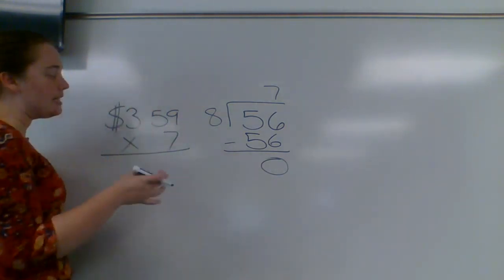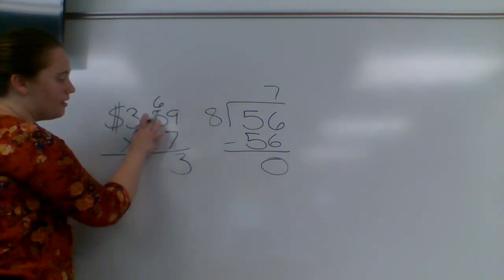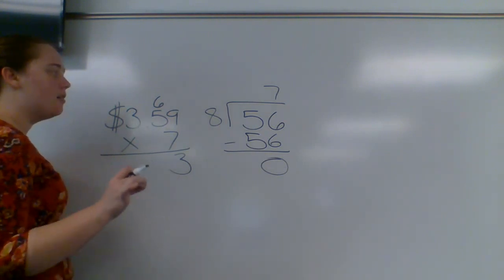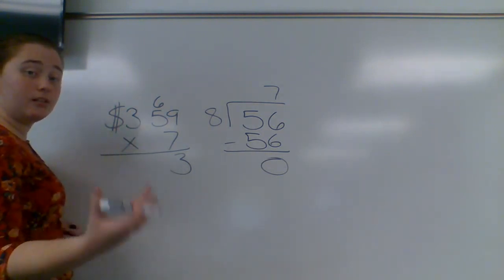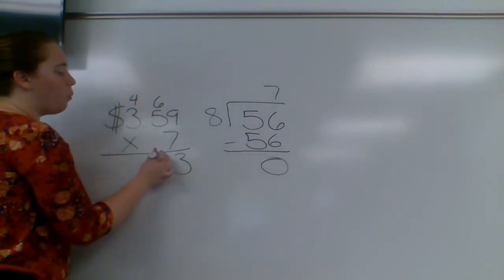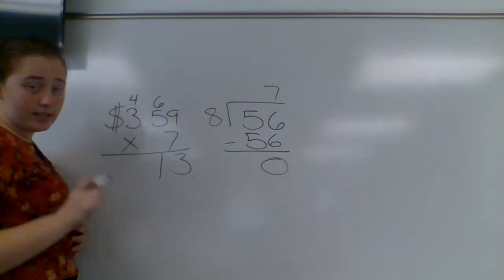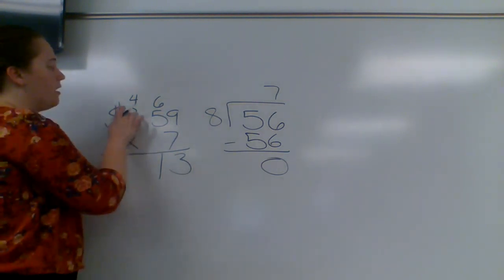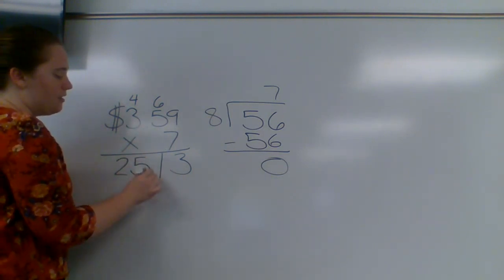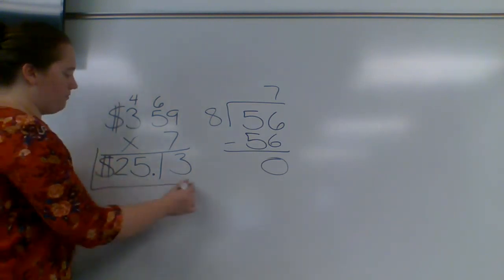7 times 9 is 63, I believe. 7 times 5 is 35. 35 plus 6 is, I believe, 41. And 7 times 3 is 21. 21 plus 4 is 25. And this is my answer.